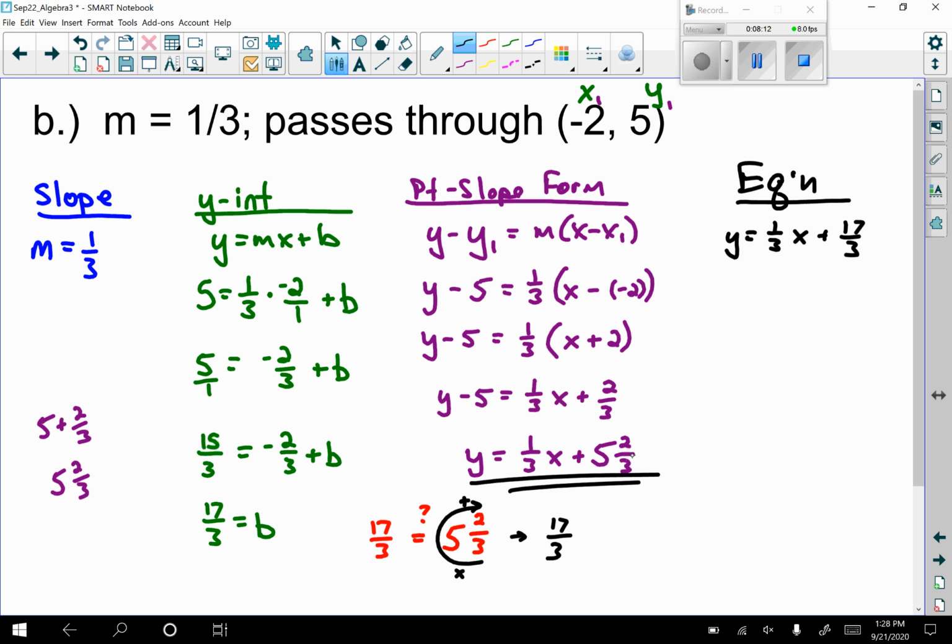So we could leave it as 5 2/3. It's just not every mixed number we write is a true mixed number. So this is fine. And this is actually nicer to graph. We know we're just going to go a little bit over 5.5 here. So y equals 1/3 x plus 17/3, or plus the 5 2/3.